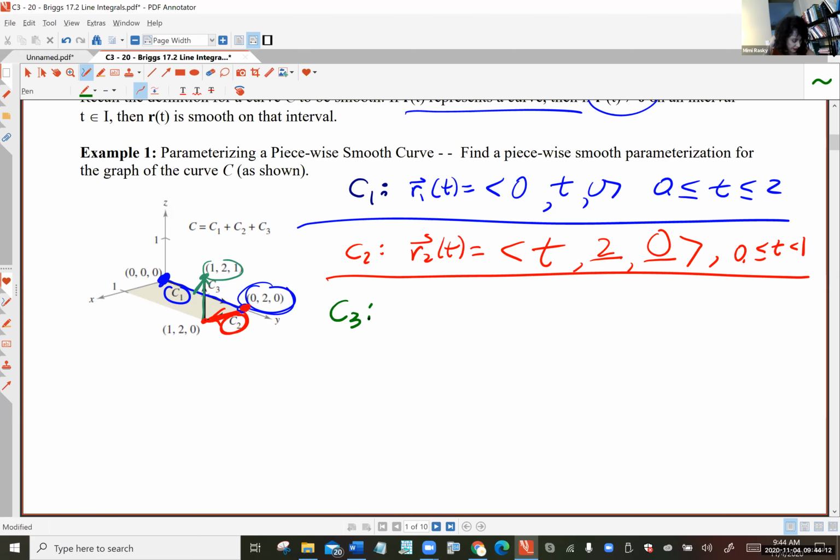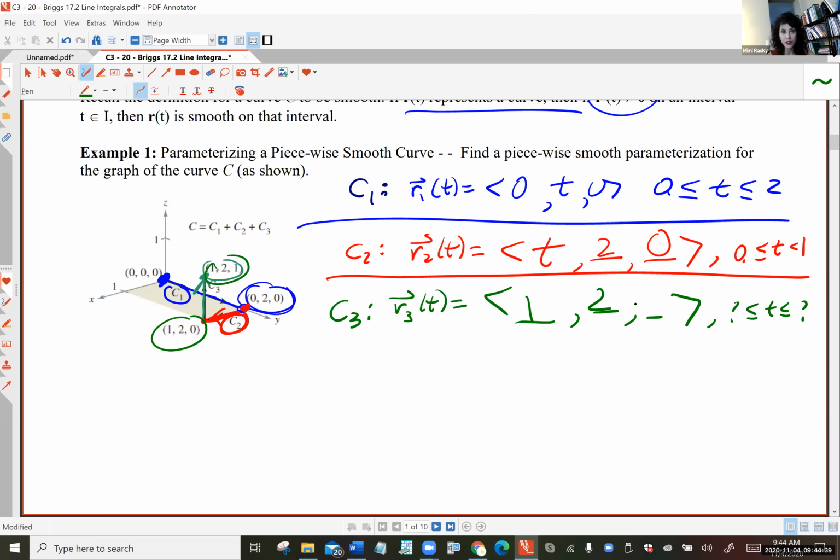I got to call it C3. So its vector valued function is going to be some vector, something, comma, something, comma, something, angular brackets. And then I got to figure out what the range is for time for that last line segment. So I'm noticing here, I'm starting at the point 1, 2, 0. I'm going straight up to the point 1, 2, 1. So 1 and 2 respectively are my x and y components, and z is varying. So how about if I let it be t? And then what is t doing? 0 to 1.